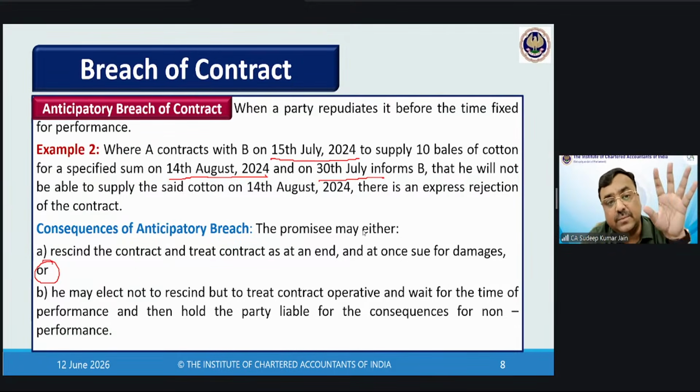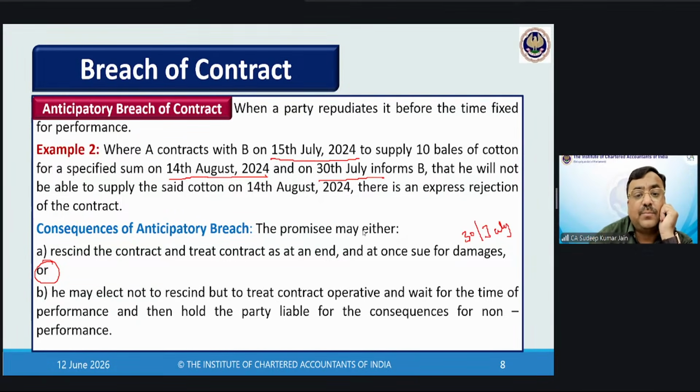Means in example number two, we have two options: either to file the suit on 30th July, or decide to continue the contract, wait for 14th August, that is the actual due date, and file the suit on that date. So in the consequences, point number A we are talking about 30th July, and in point number B we are talking about 14th August. Please note down, and I am requesting everyone to please give 30 seconds to read this slide. Important point.